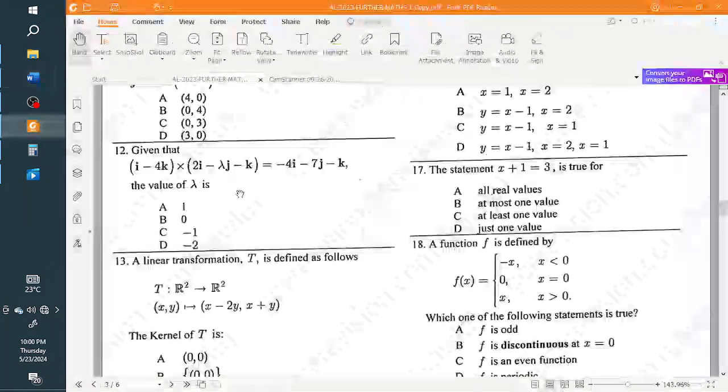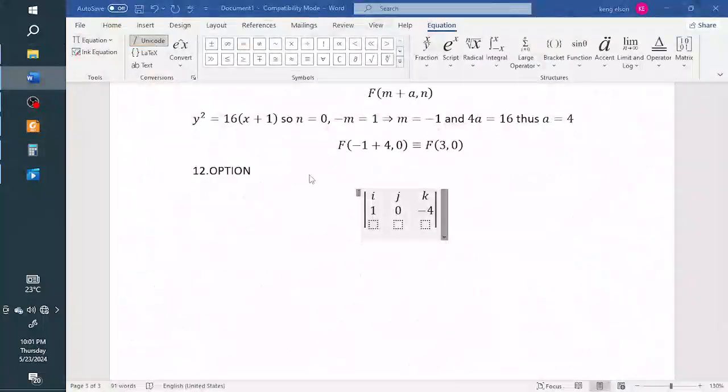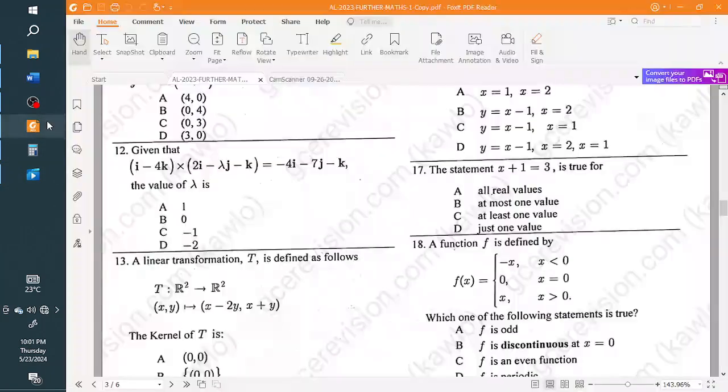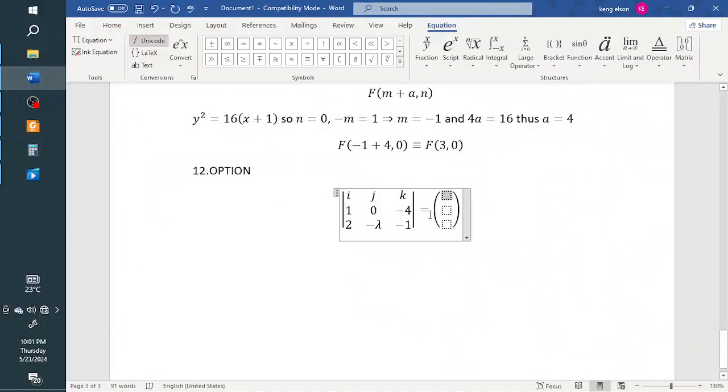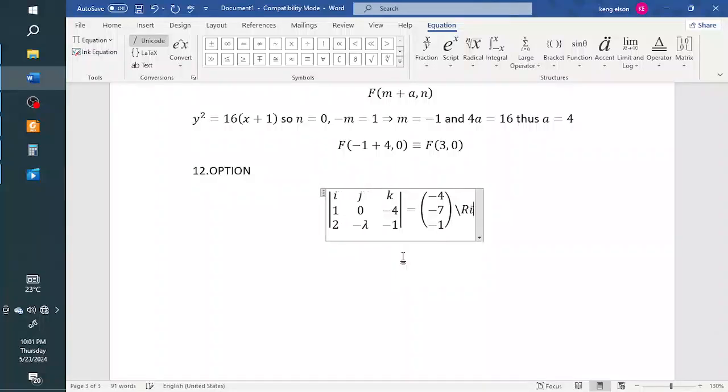Now let's go to the other vector. We have 2, negative lambda, negative 1. Now according to the result, I'll just put the result in column form. The result is negative 4, negative 7, negative 1. Did I read well? I did. Okay, so what does this mean?